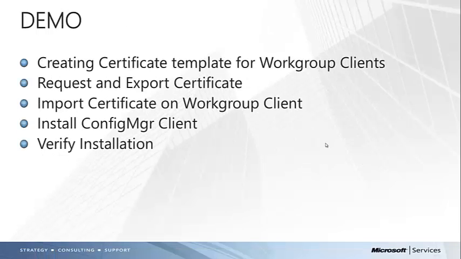So in the demo, we are going to see customizing the template for workgroup clients, then requesting the certificate using that template, exporting the certificate, taking it to the workgroup client, importing it there, and then installing the Configuration Manager client. After the installation, we will verify if the installation was successful and if the client is successfully communicating with the management point or not. There are a couple of logs which we can check to make sure that the client is communicating successfully. And then we'll also see on the server if it shows up in the Configuration Manager console.